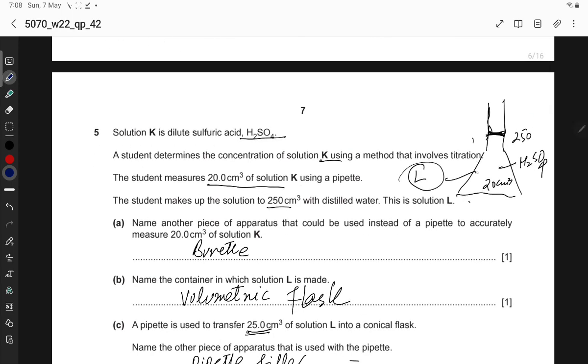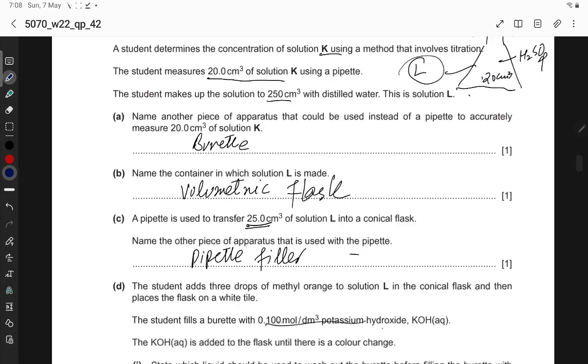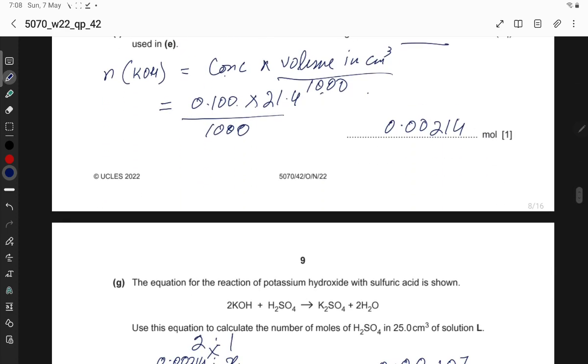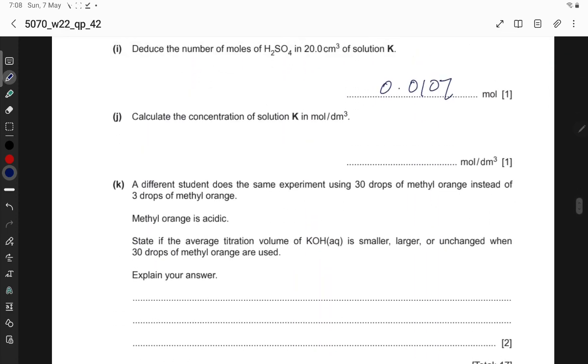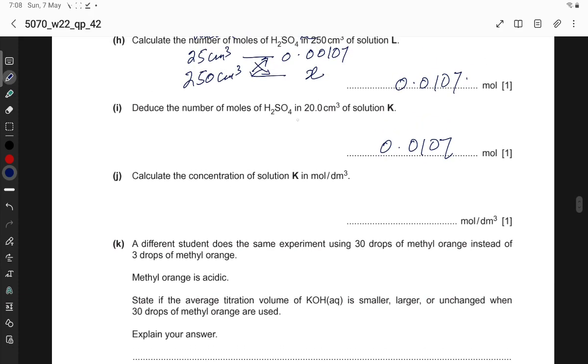So out of these we have 25 centimeter cube. In 25 centimeter cube, this is 0.0107. So in 20 centimeter cube it is 0.0107. Now calculate the concentration of solution K in mole per dm cube.